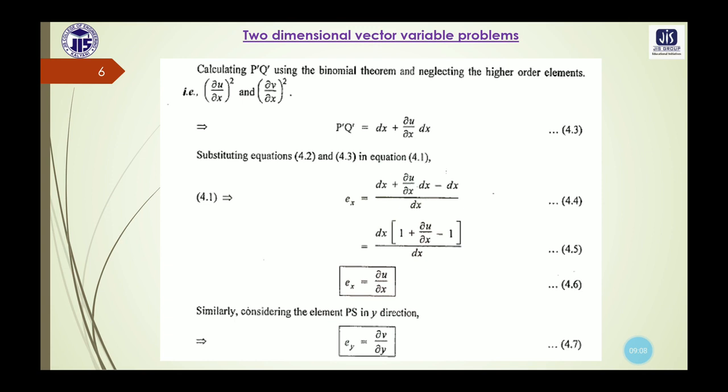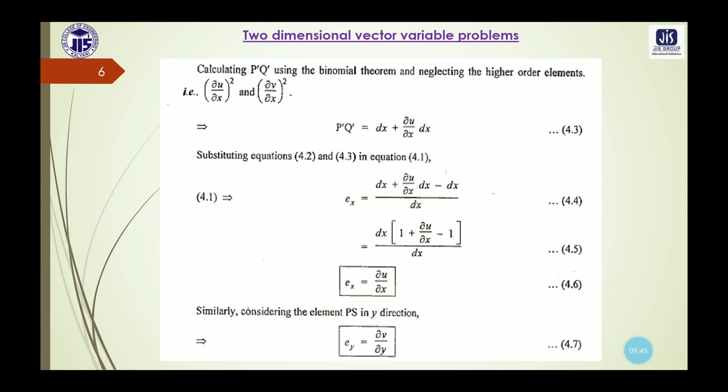Now calculating the P dashed Q dashed using the binomial theorem and neglecting the higher order terms, that is del u del x square and del v del x square, we are getting P dashed Q dashed equals dx plus del u del x into dx. So this is our equation number 4.3.